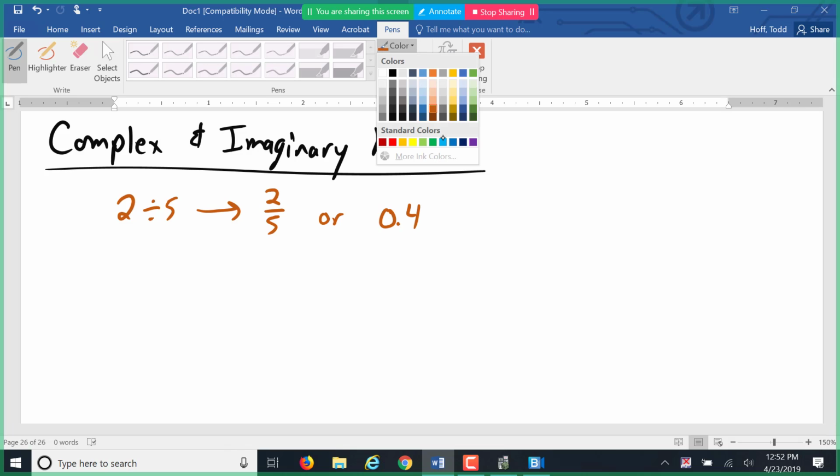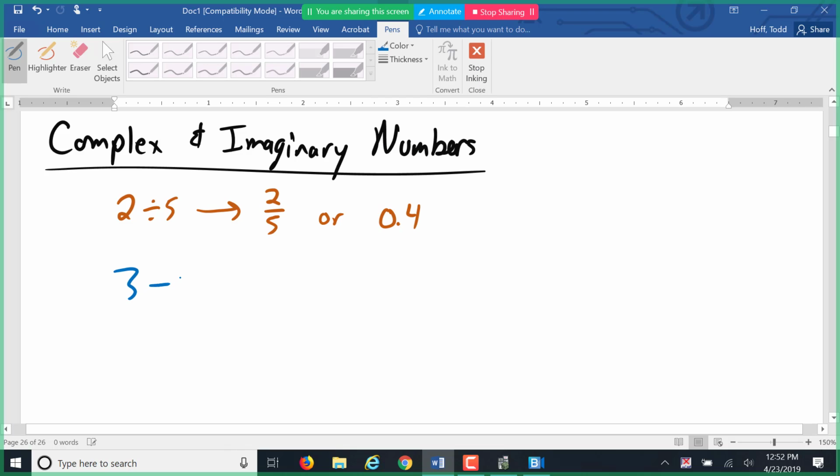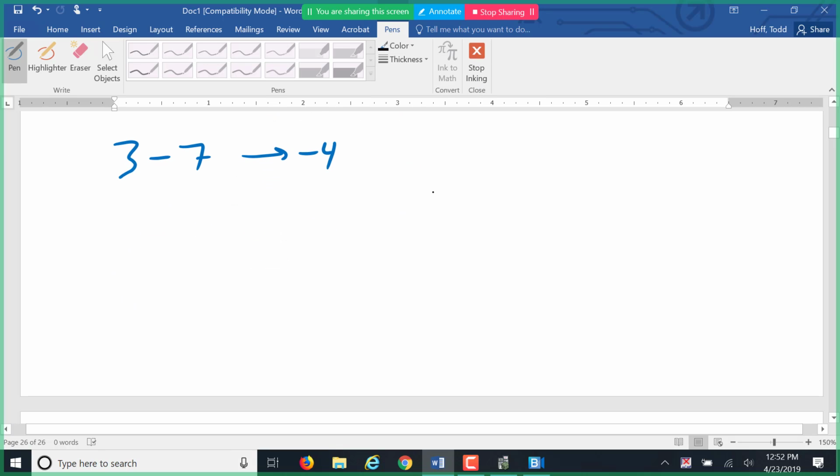At some point we were told you can't do 3 minus 7. You can't subtract a bigger number from a smaller number. And then later on we learned, yes, you can. That's negative 4 when we learned our integers, our negative numbers. One of the things that I've told you, and we get told all the time, is you cannot take the square root of a negative number, because no number times itself is going to give us a negative.